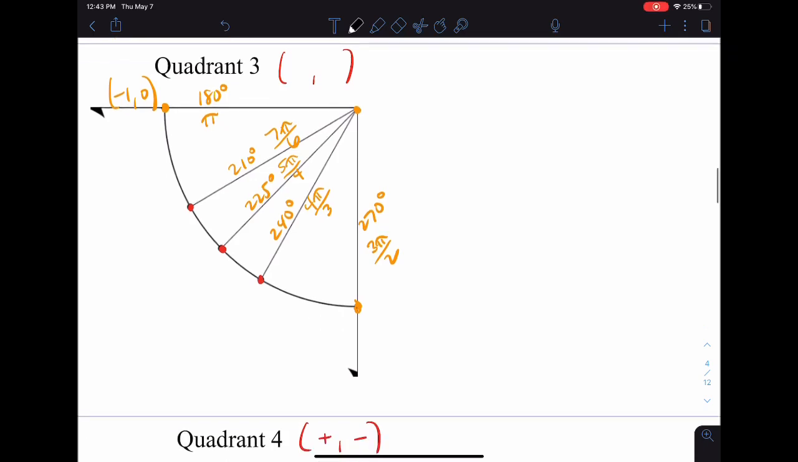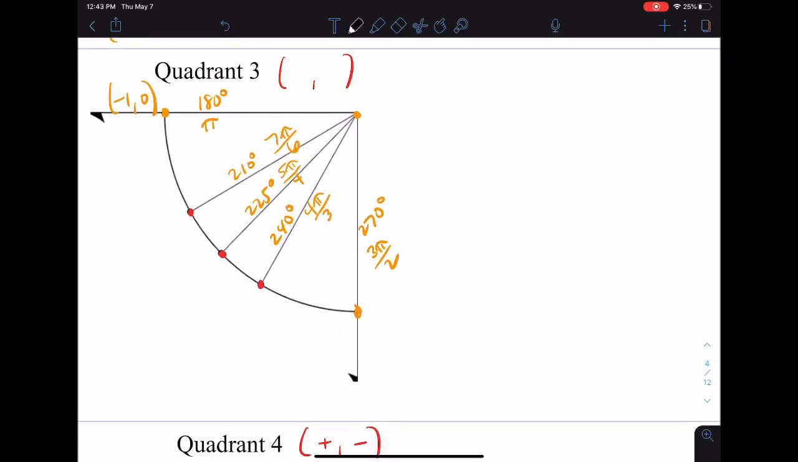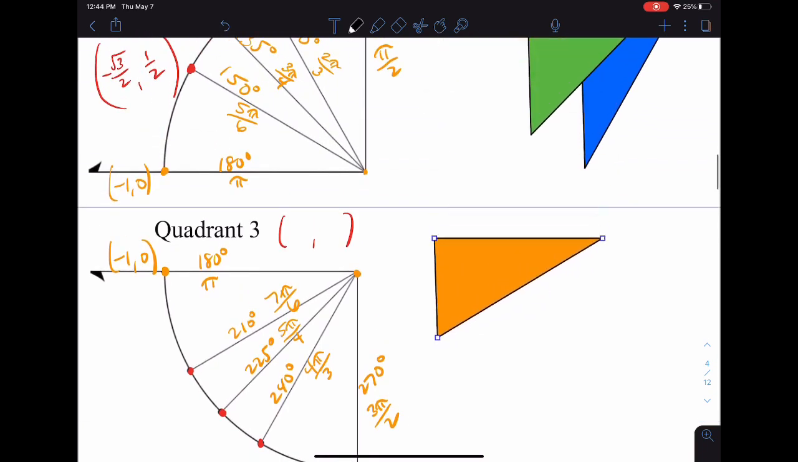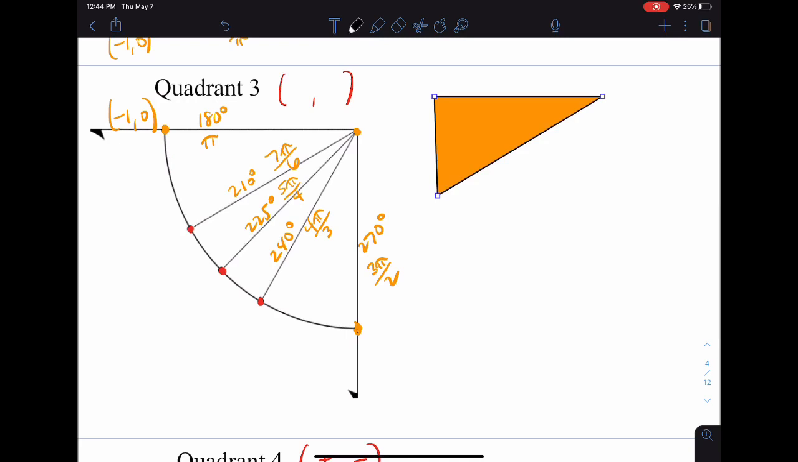Okay, so now quadrant 3. So quadrant 3 and quadrant 4 are going to go a little faster because it's pretty much the same thing about the unit circle, just repeats itself, just in different quadrants. Okay, so I have my triangles up here that I've been using. So for the first one, after 180, it's 210.